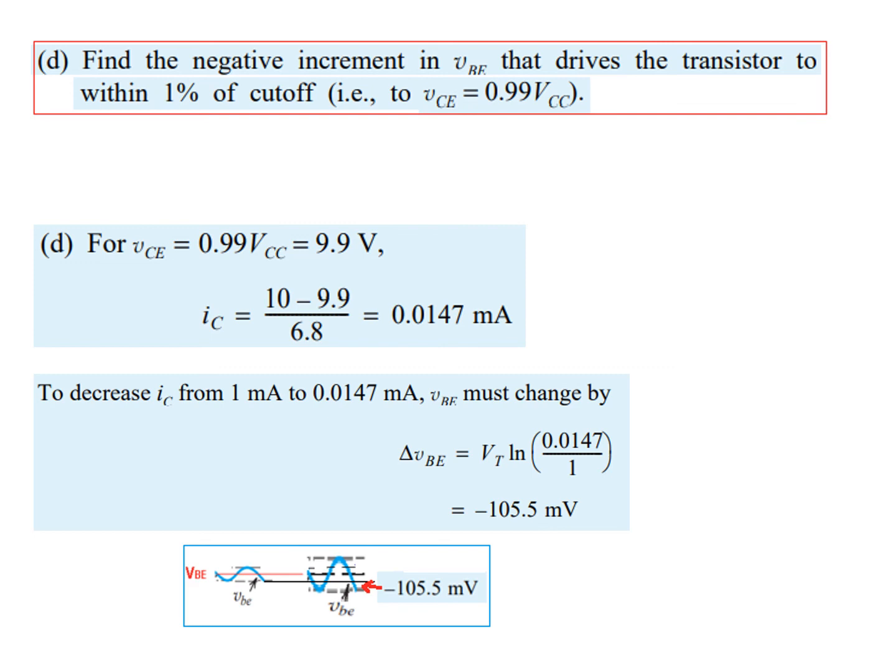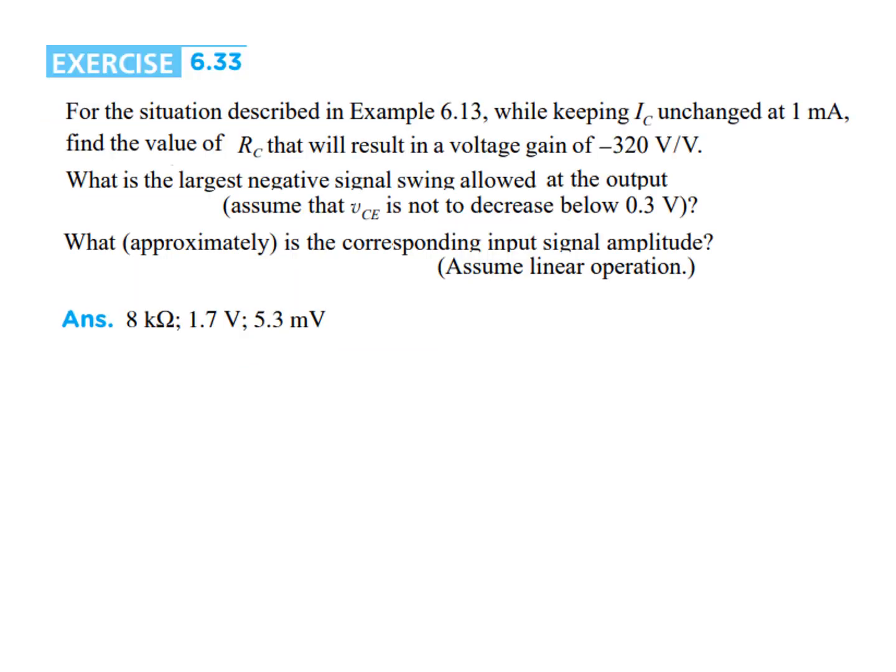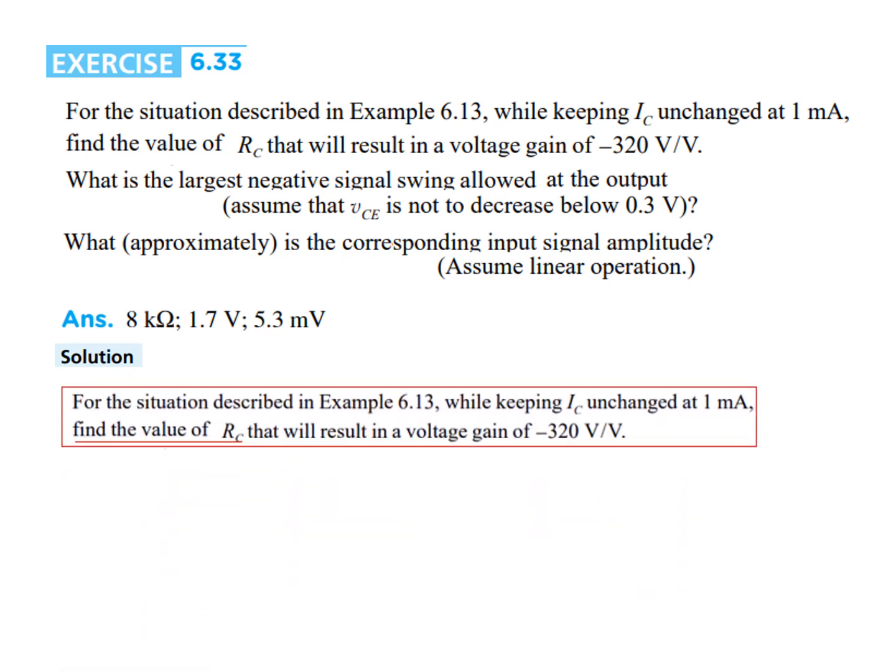And now let's see the exercise or the practice problem. Exercise 6.3. This also has three parts. We'll deal with them one by one. First of all, for the situation described in example 6.13, while keeping IC unchanged at 1 milliampere, find the value of RC that will result in a voltage gain of minus 320. So minus 320 will be the voltage gain.